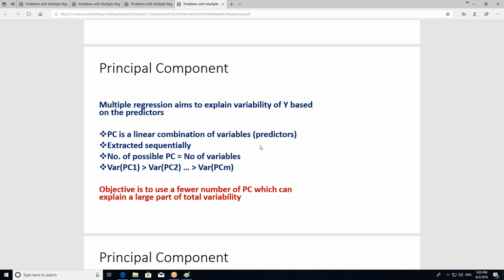Now when I build 5 principal components here, the first principal component is going to explain the maximum variation in my response variable, followed by the other principal components. So the variation of principal component 1 is greater than the variation in principal component 2, followed by 3, 4, 5. Is it clear now? Clear, guys?